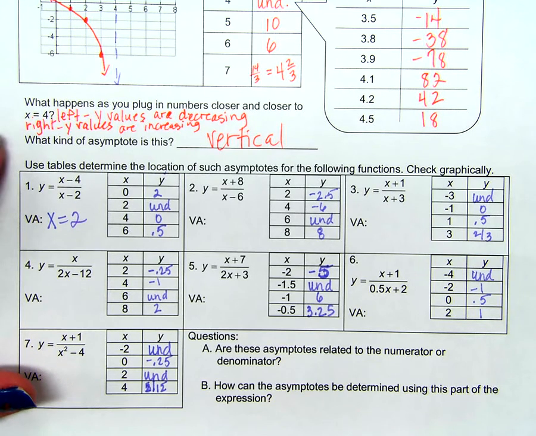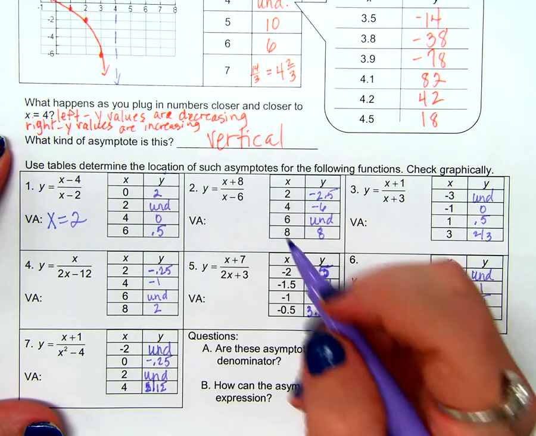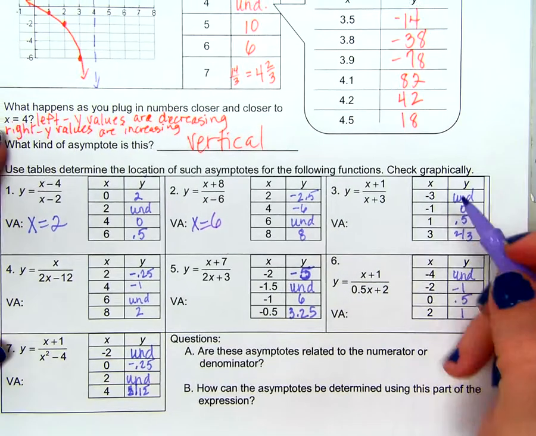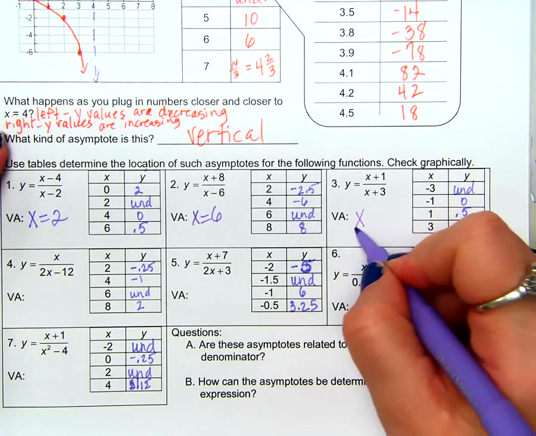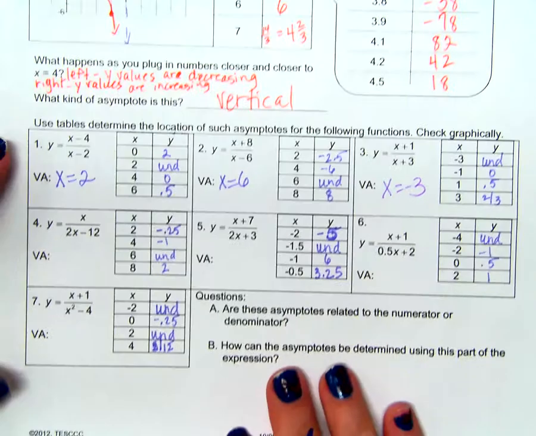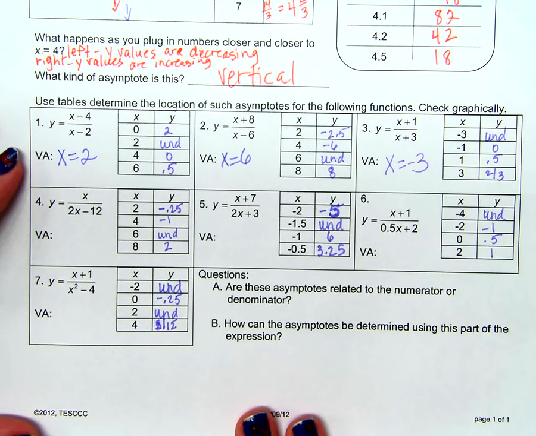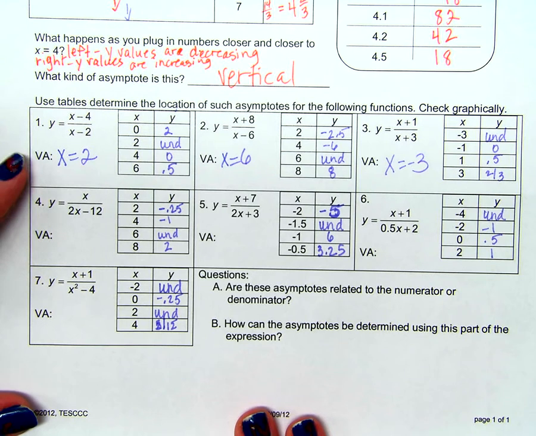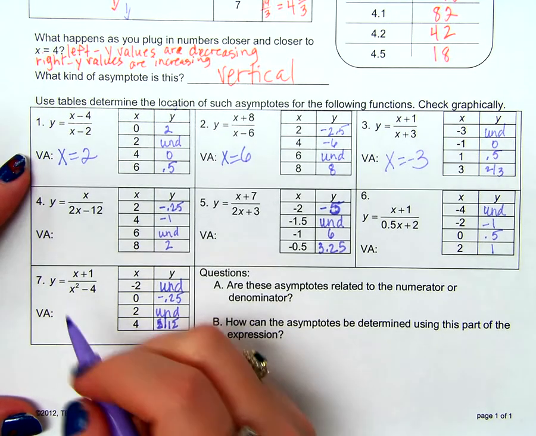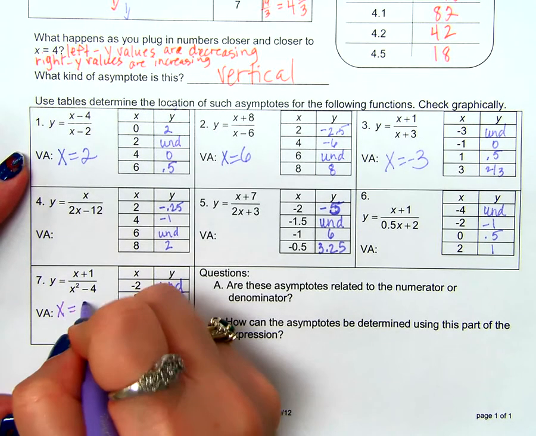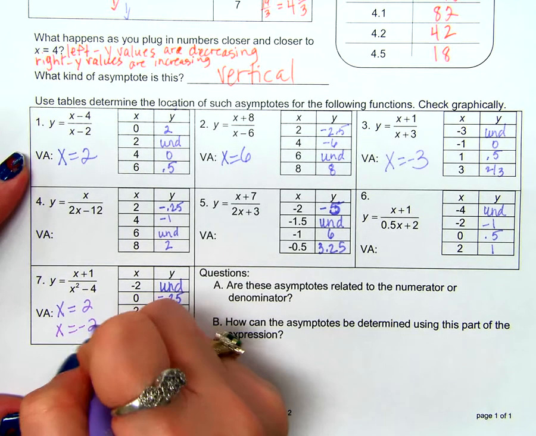Okay. So what about number 2? Where's the vertical asymptote? X equals 6. Where's the vertical asymptote on 3? X equals negative 3. Is this really hard? Look at 7. Where's the vertical asymptote on 7? Uh-oh. Is there allowed to be 2? Yes, there is. Okay. X equals 2. X equals negative 2.